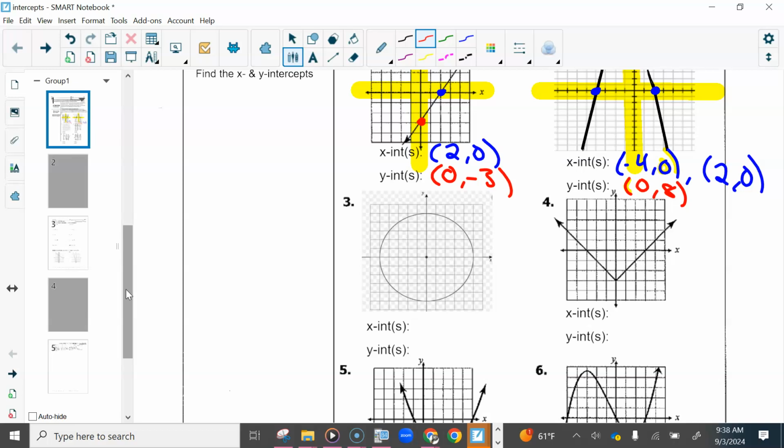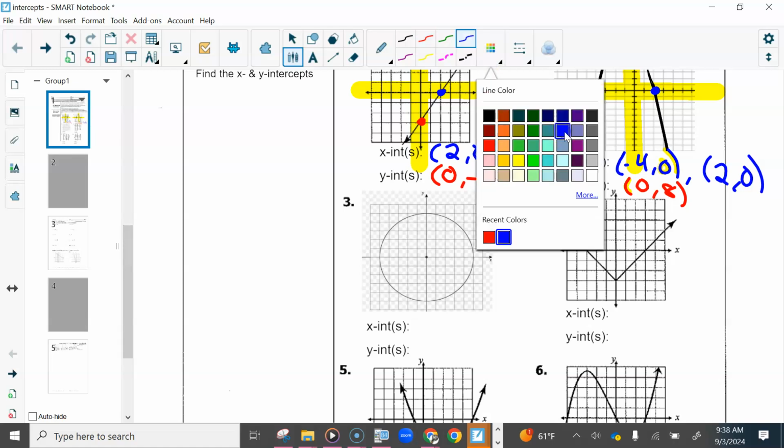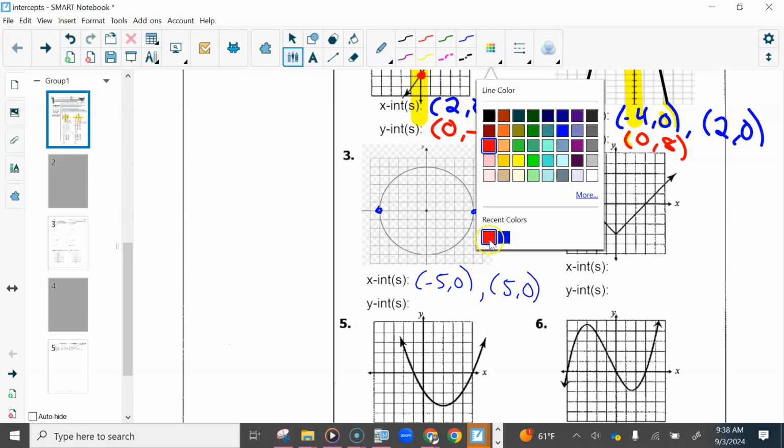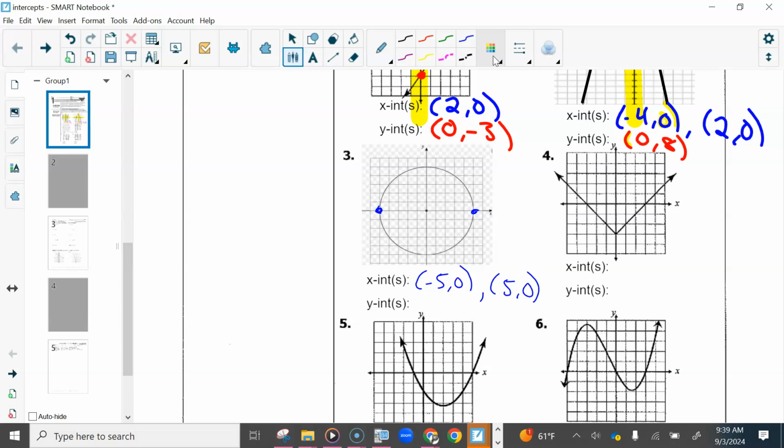A couple more, and then you'll do this activity really quickly. For number 3, what are the x-intercepts? Okay, read those to me in ordered pairs. How would I write that? Okay, negative 5, 0, and 5, 0. And then for the y-intercepts? 0, negative 5, and 0, 5. So the most important thing when we're writing our intercepts is, are we writing it in the correct format, ordered pairs, but also did we put the x and y in the correct place, not switching them.